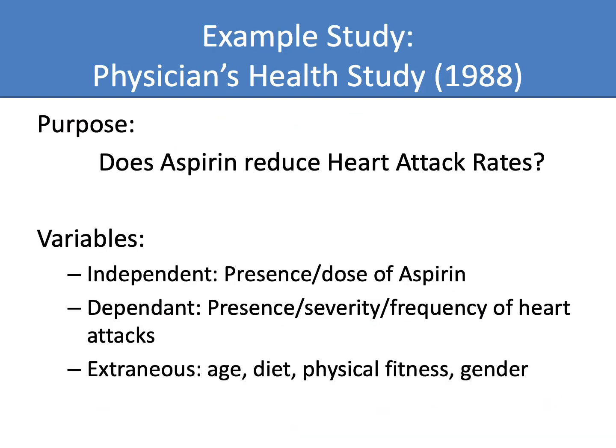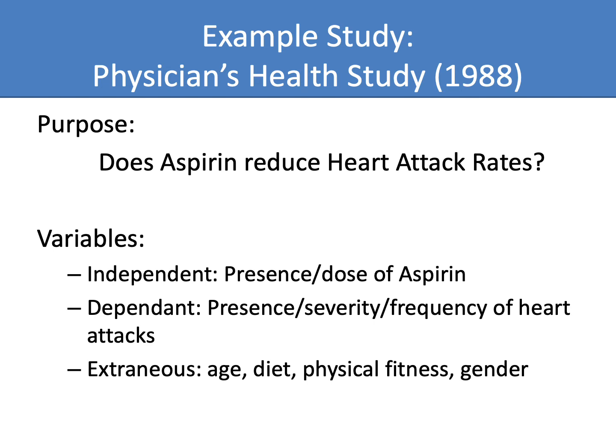So for an actual example, not random shapes, there was a study done in 1988 called the Physician's Health Study, and this was looking at if aspirin reduces heart attack rates. So the variables would be presence or dose of aspirin as the independent variable. That's the piece they're going to change. The dependent variable would be the amount of heart attacks, so either the presence of them, the severity of them, or the frequency of them. The extraneous variables could be the age, diet, physical health, and gender of the particular person being studied. Again, the whole idea is that we want to try and minimize the effects of those extraneous variables.